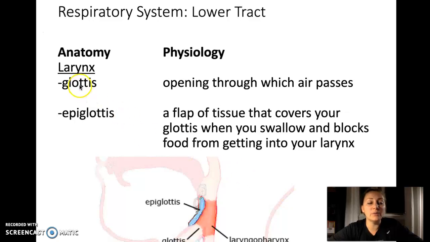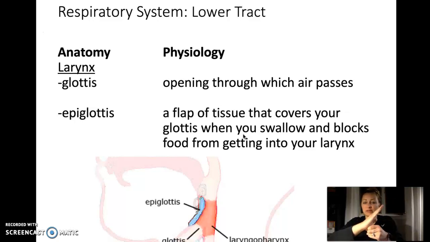Moving our way down, we have the glottis and the epiglottis. The glottis is the opening of the larynx that air is going to pass through. The epiglottis is the flap of tissue that keeps food from going into your lungs, into your trachea. So it's like a soup can. Here's the hole for your trachea.